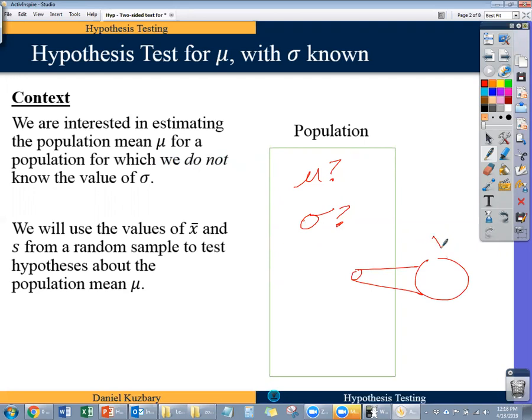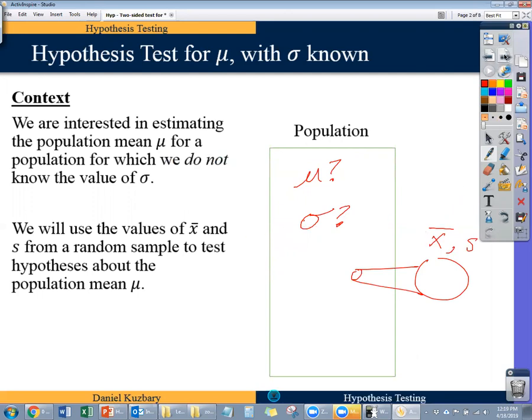So we start off by taking a random sample, and you can compute things from that sample like x bar. And since you don't have sigma, we're going to use an estimate for sigma as well. We're going to use the sample standard deviation to help us, as a stand-in for sigma, which is going to require us to not use the standard normal distribution anymore, but to use the t-distribution instead.